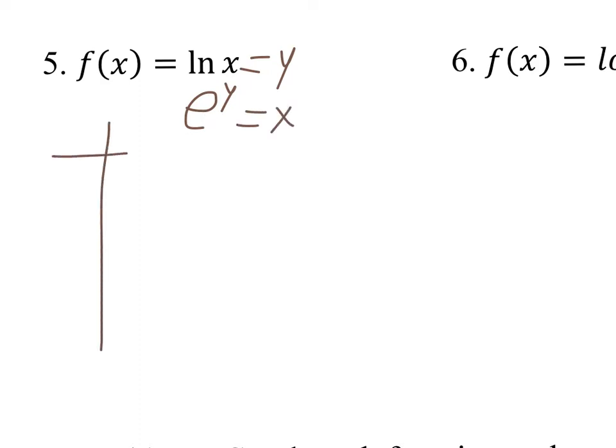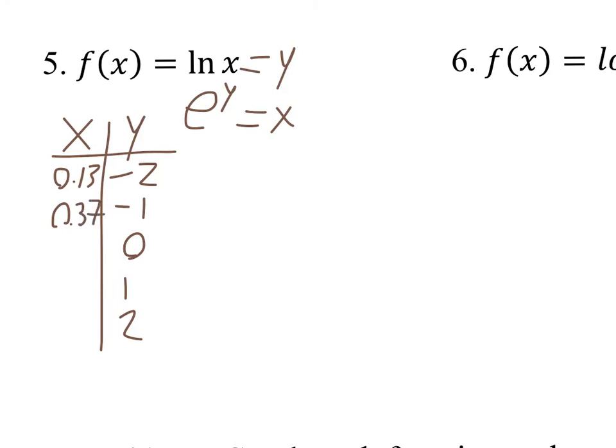We're going to make our table, our x and our y. But we're going to put, just like we did number 4, our -2, -1, 0, 1, and 2 in our y column. So our x has become what was previously our y's in number 2: 0.13, 0.37, 1, 2.71, 7.39.